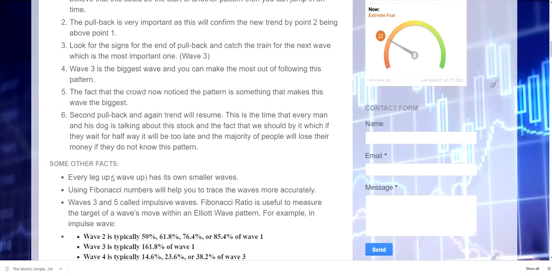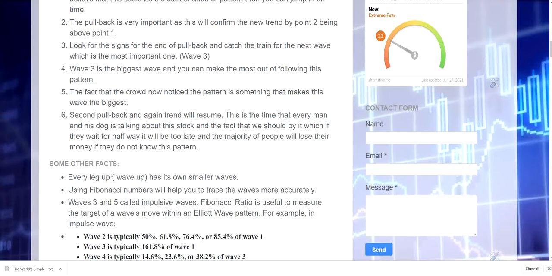Using Fibonacci numbers. I'm a fan of Fibonacci numbers. Fibonacci numbers will help you to trace the waves more accurately. So wave 3 and 5 are called impulsive waves in Elliott wave, and Fibonacci ratio is useful to measure the target of a wave's move within an Elliott wave pattern.